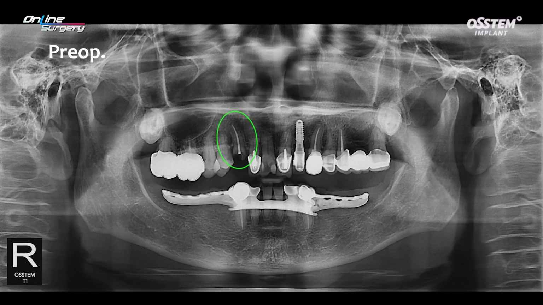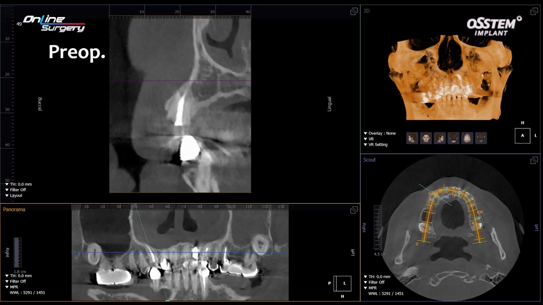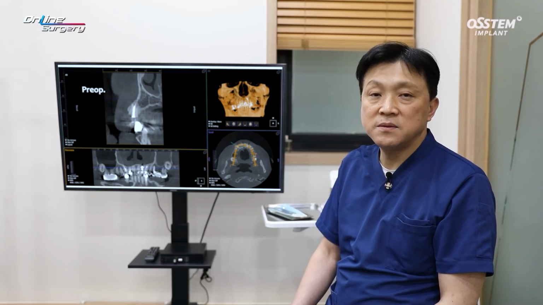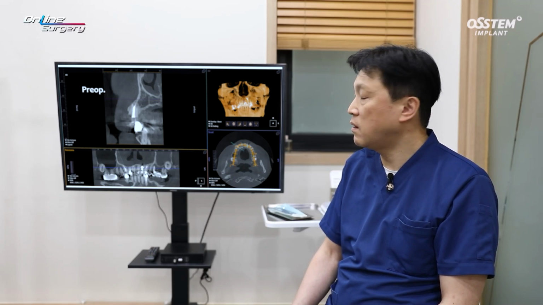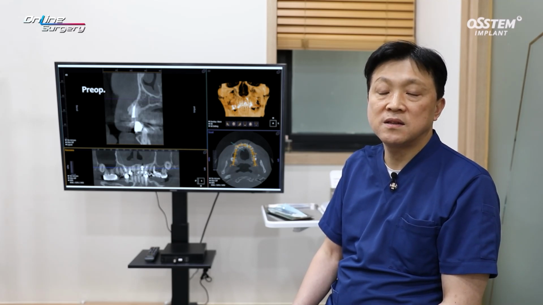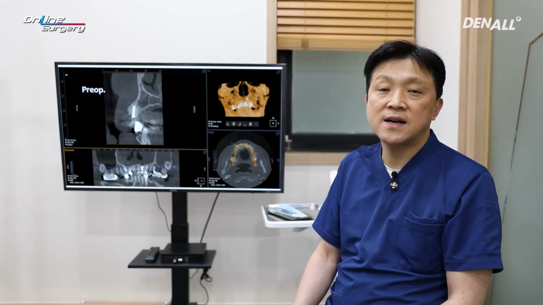This is panoramic image pre-op. There is a fracture in number 13. In CT, the root projection angle is very vertical. The common error we make here is that if we place the implant in the direction of the root, there can be fenestration defect towards the apex side. There is high possibility of that.